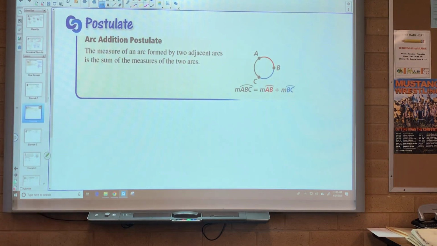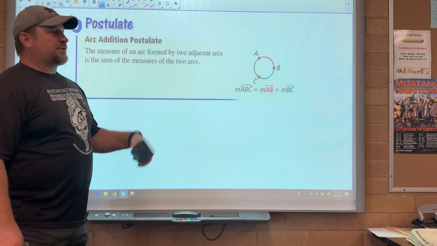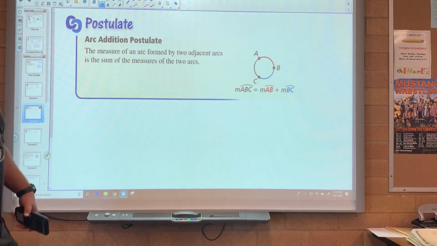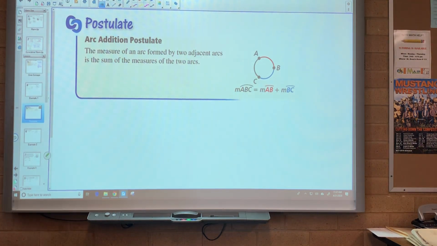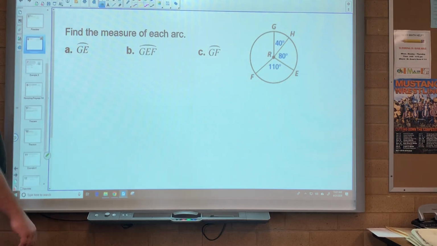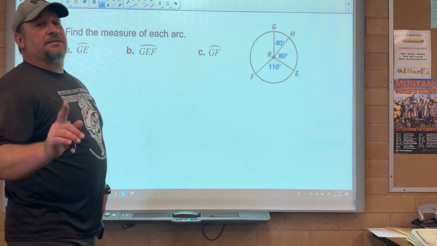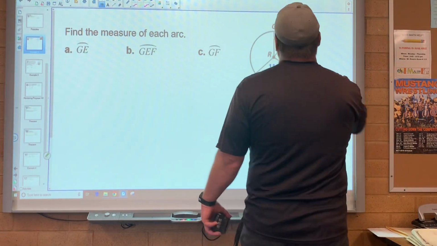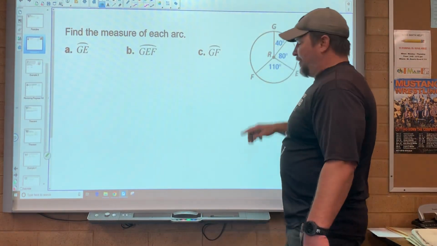The arc addition postulate, that's just what we just barely got done doing. You can add arcs together to get bigger arcs, okay? Let's move on. All right, find the arc measures. Well, I'm not going to attempt that until I find all of my information on my picture. I'm going to solve the picture first.